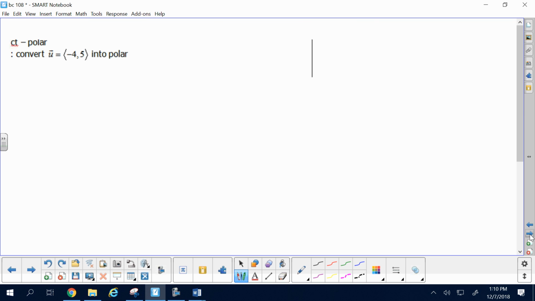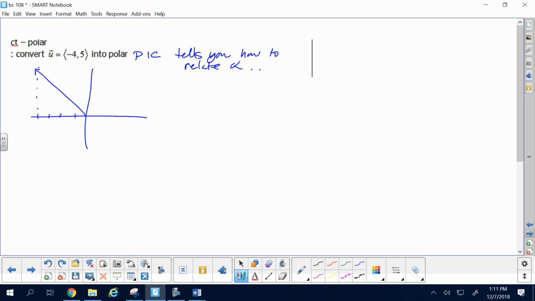Let's go the other way. Converting to polar. This one I like to have a picture on. Now the reason a picture is good is a picture tells you how to relate alpha, for lack of a better term. It's not said very well, but you'll understand in a second. Okay, it helps you find the theta. We need r and theta. Let's start by finding r. How do you find r?